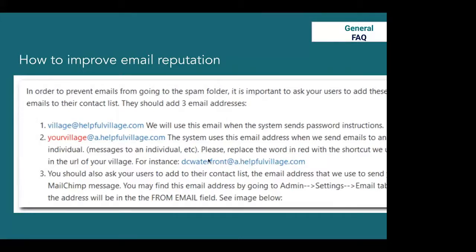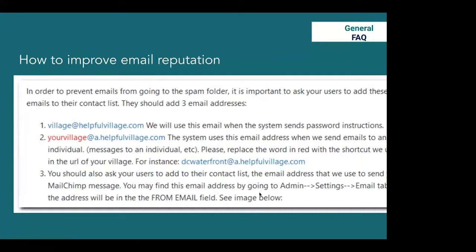When we send the email, if you open it on Gmail, in the From field it will say the name of your village. But if you expand that, it's going to say the specific email address we're sending from, and for each village we send from a different email address. Now, there is a third email address you should invite your users to add to their contact list, the one you use for your MailChimp account. You can set up your MailChimp account and connect it with Helpful Village. When we do that, we send emails to groups using your email address.